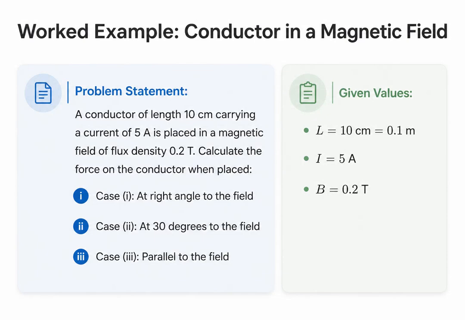Let's put this theory into practice with a concrete example. Suppose we have a conductor that is 10 centimeters long, carrying a current of 5 amperes. It is placed inside a magnetic field with a flux density of 0.2 Teslas. We want to calculate the force acting on this conductor under 3 different orientations. First, when it is at a right angle to the field. Second, when it is at 30 degrees. And third, when it is parallel to the field. First, let's always convert our length to standard SI units, so 10 centimeters becomes 0.1 meters.